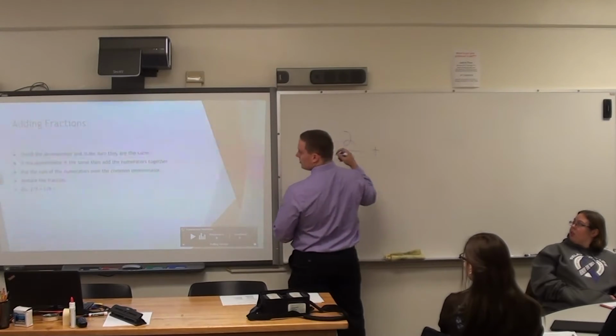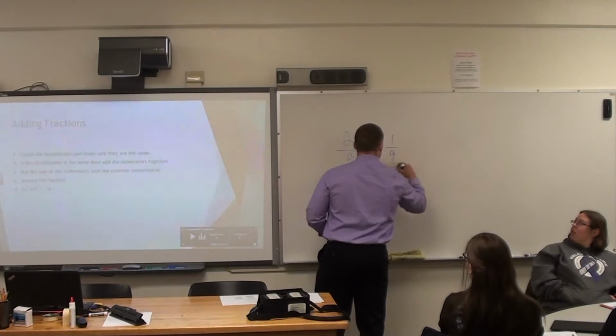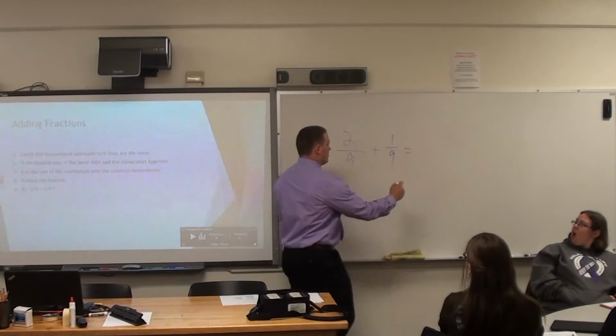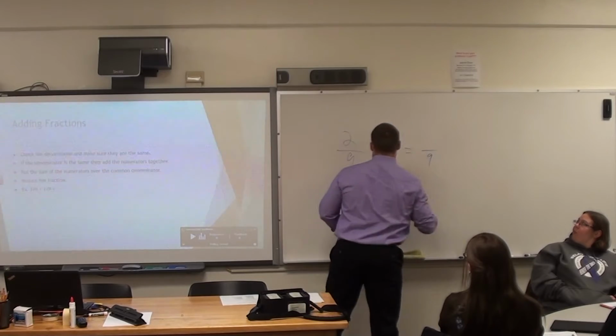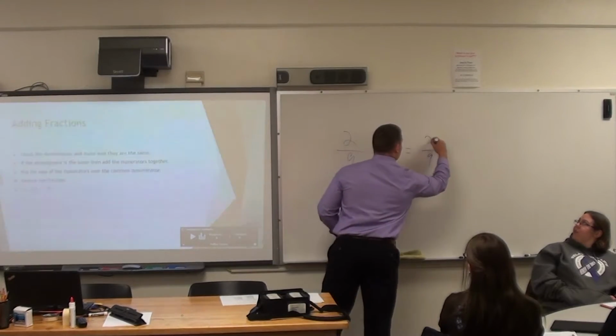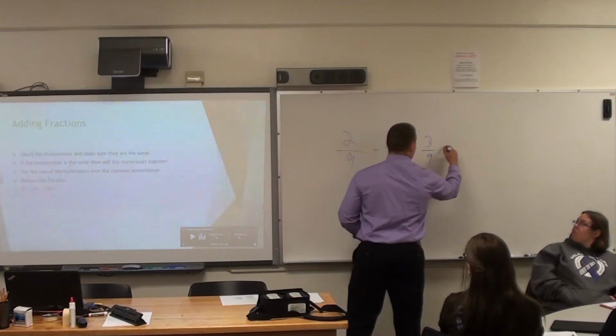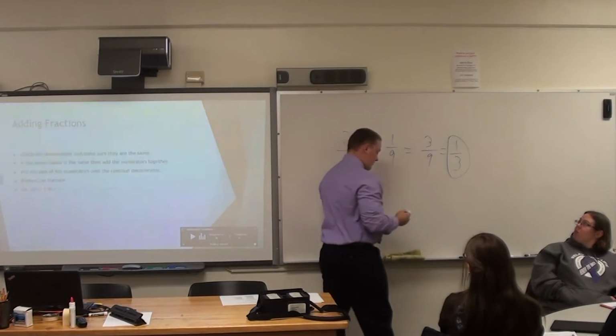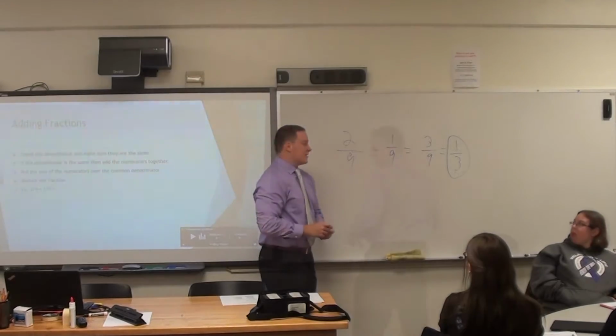A quick example would be 2/9 plus 1/9. We check that our denominators are the same, so they're both over 9, and then we just add our numerators, which gives us 3/9. Then we reduce it to give us 1/3, and that's our final answer. It's as easy as that.